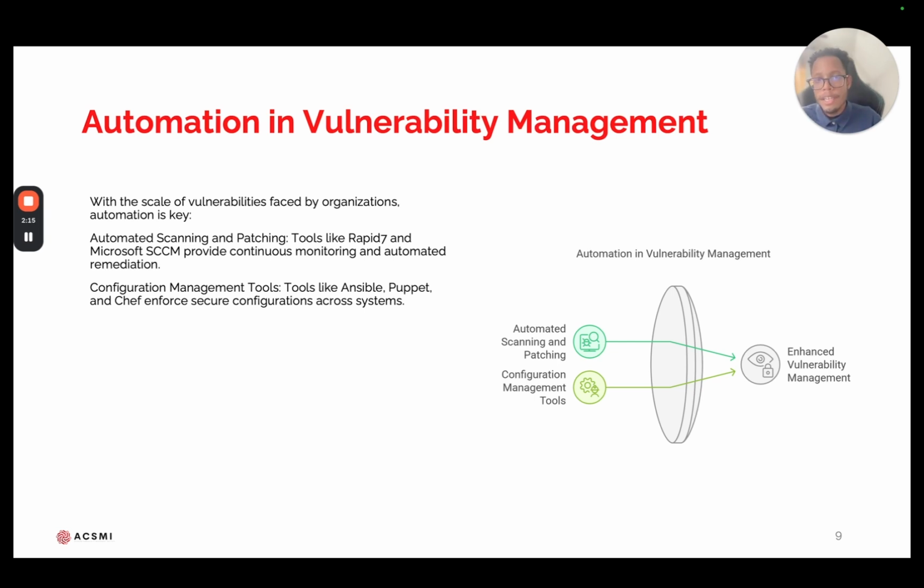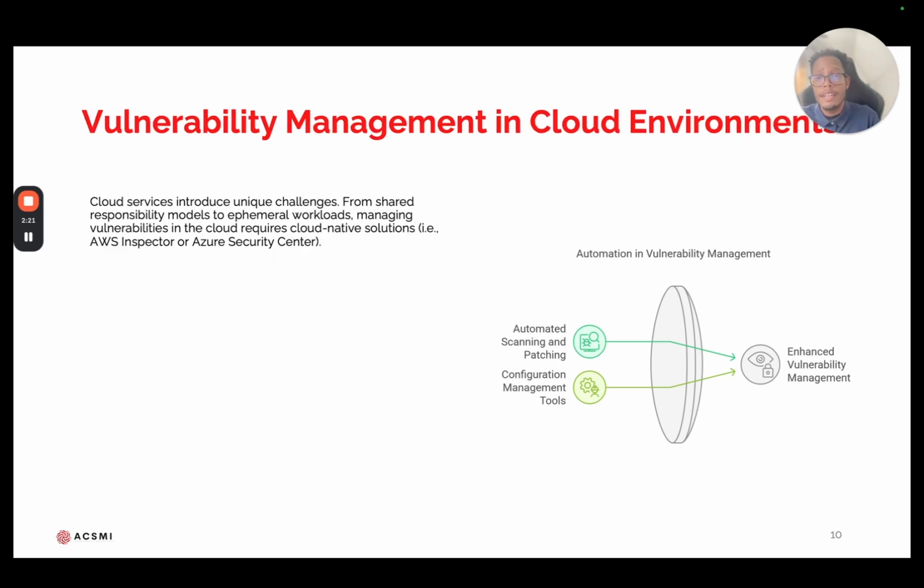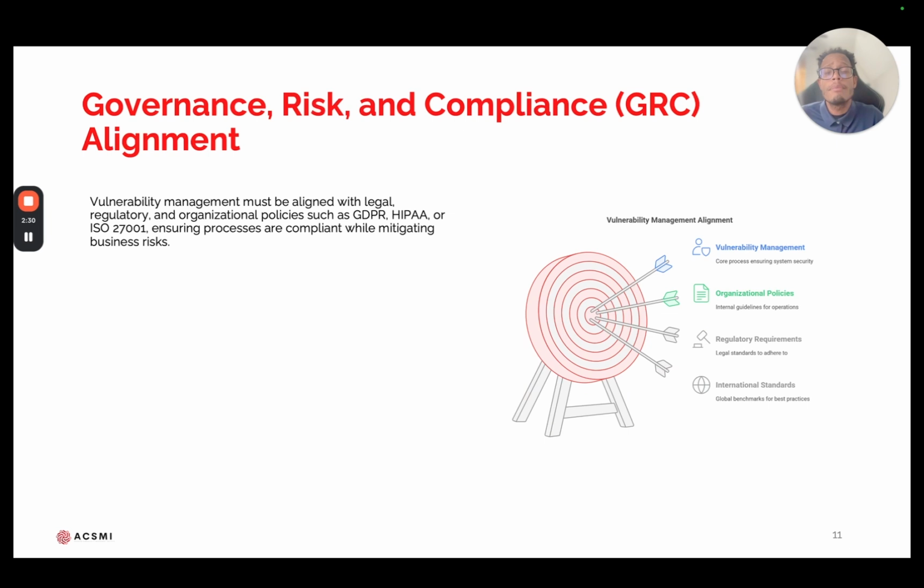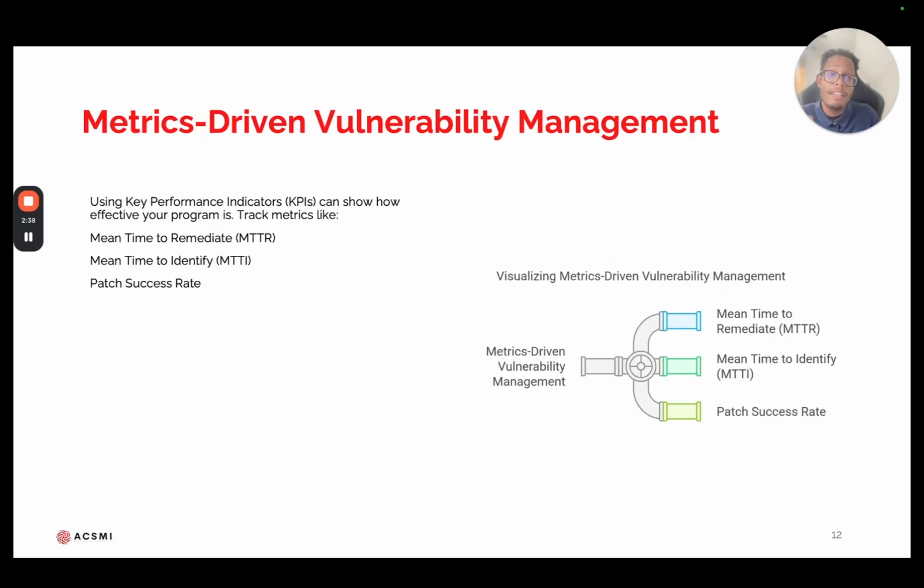Now, automation within vulnerability management, we talked about scanning. Well, those tools like Nessus give you the ability to scan automatically. And then being able to do the same thing in the cloud environment, utilizing cloud native solutions like AWS and Azure Security Center to do the same thing in their environment. And then being able to align well with GDPR and HIPAA and ISO, because we're following certain standards and regulations that are going to give us the best guiding footprint, really, I would say, to get us to that next step.